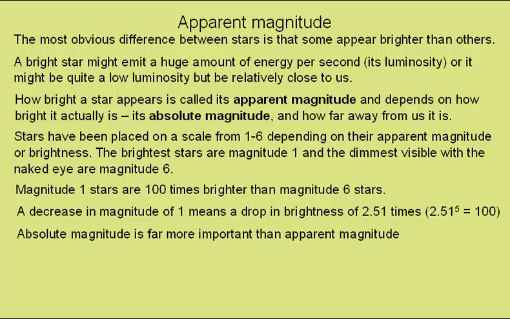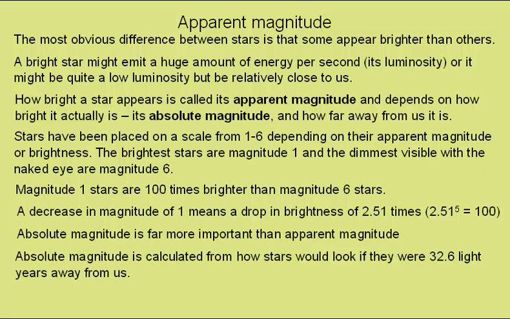Absolute magnitude, how bright the star actually is, rather than how bright it appears from here on Earth, is clearly far more important to us than the apparent magnitude. Absolute magnitude is calculated from how stars would look if they were 32.6 light years away from us, to give a fair comparison from one star to another.